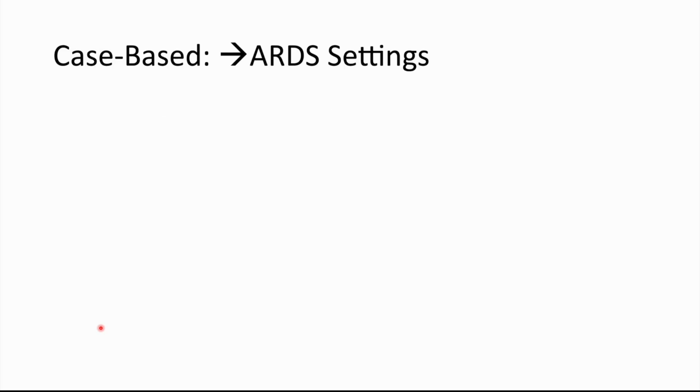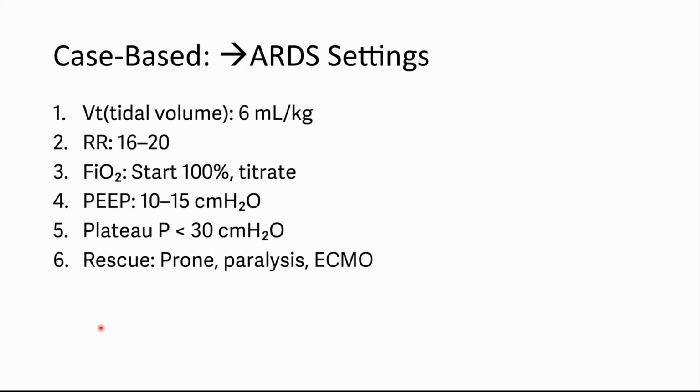Now we will go case based settings. For ARDS, the tidal volume is 6 ml per kg, respiratory rate 16 to 20 breaths per minute, FiO₂ start 100%, then titrate it slowly, PEEP 10 to 15 centimeter water, then plateau pressure less than 30 centimeter water. If it is not improving, then go to prone ventilation or ECMO. I'll tell about ECMO in later slides.